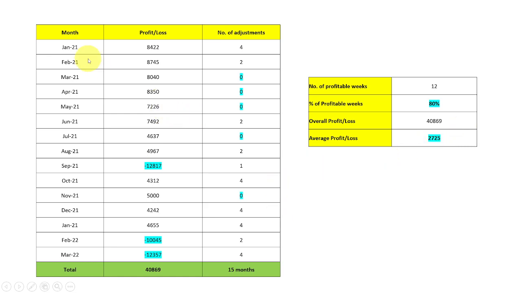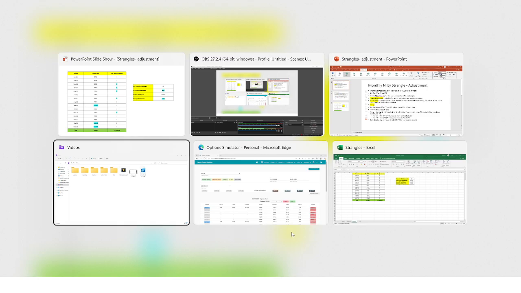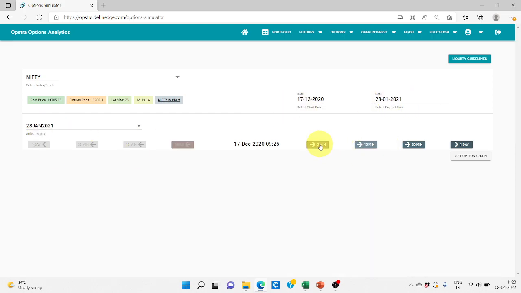Let's see maybe the first case of Jan 21 of last year. Let me show you with the Opstra application. I have put this initially in the month of December 2020, where we had 5 Thursdays, so we are entering on the third Thursday. On the 28th of January we are going to exit, and we are going to start our trade at 3 p.m.